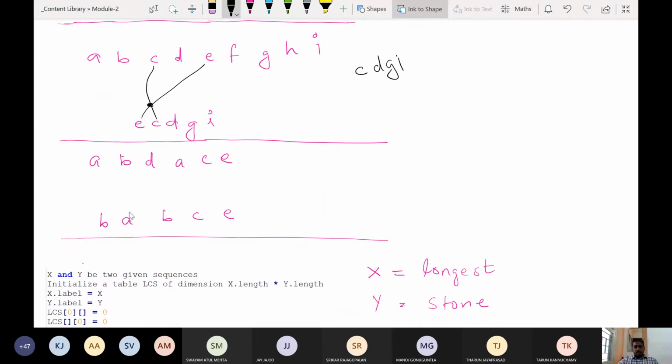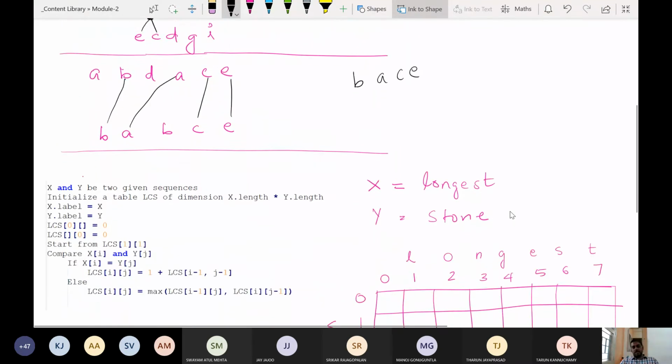Now, what about these two? Can someone tell me some subsequence? B, A, C, E. So B, A, C, E is the longest subsequence here. Like that you can identify, and this is the idea.